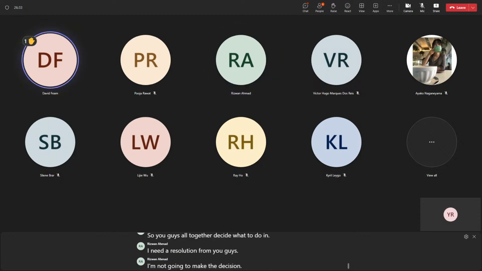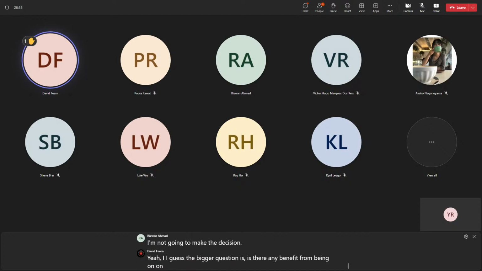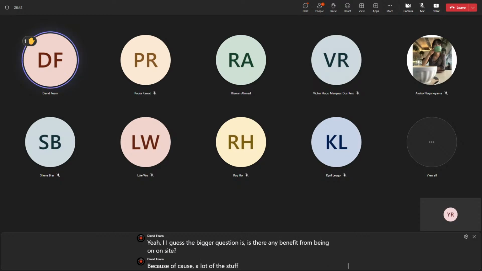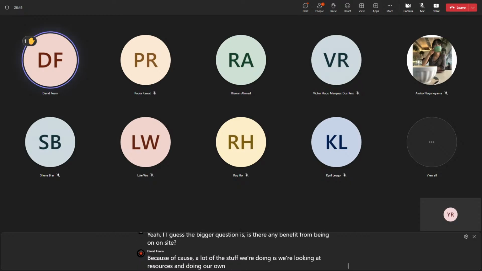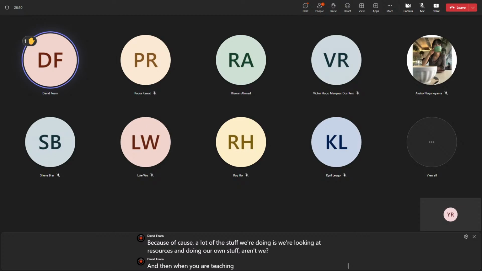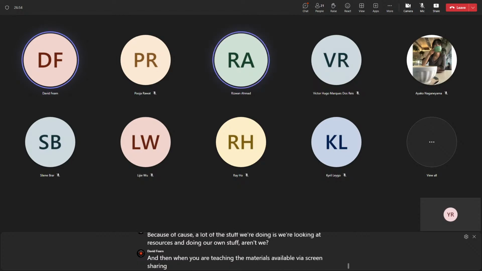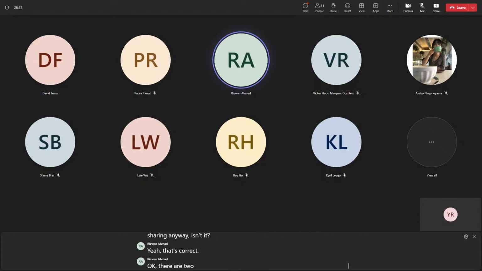I guess the bigger question is, is there any benefit from being on site? Because a lot of the stuff we're doing is looking at resources and doing our own stuff, aren't we? Yeah, that's correct. And when you are teaching, the material is available via screen sharing anyway, isn't it? Yeah, that's correct. Okay, there are two options. Now, when I teach in class, yeah, go ahead. Who is this?